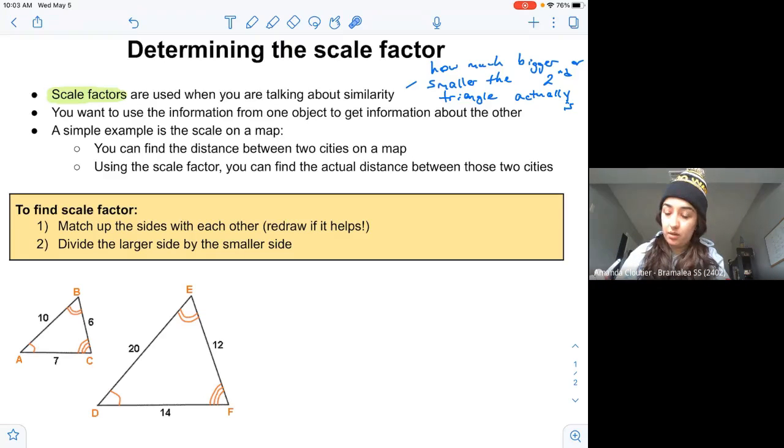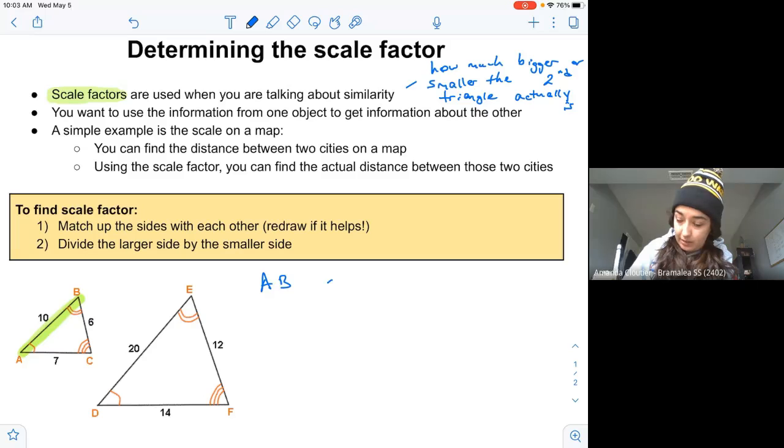B, E, those are angles. So we know that B and E match up with each other because they're both doubles. Good. I'm looking for sides specifically, a side length. So remember, we write side length. So for example, I am looking at side AB. What would side AB match with? Good, DE. AB is going to match with DE.